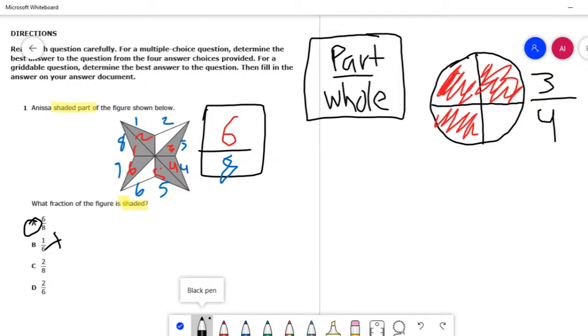Now this would be the correct answer if, let's say, it asked us what fraction of the figure is not shaded. If we write in green the number that aren't shaded, we just have this part and this part. That's 2 parts. So C would be the answer if it's asking for what fraction of the figure is not shaded. But here it's asking us what fraction of the figure is shaded. So that is incorrect. And answer choice D is 2/6. And again, we know that there are 8 total parts in the whole and not 6. So that is incorrect. So we know that our answer to this problem is A, 6/8.